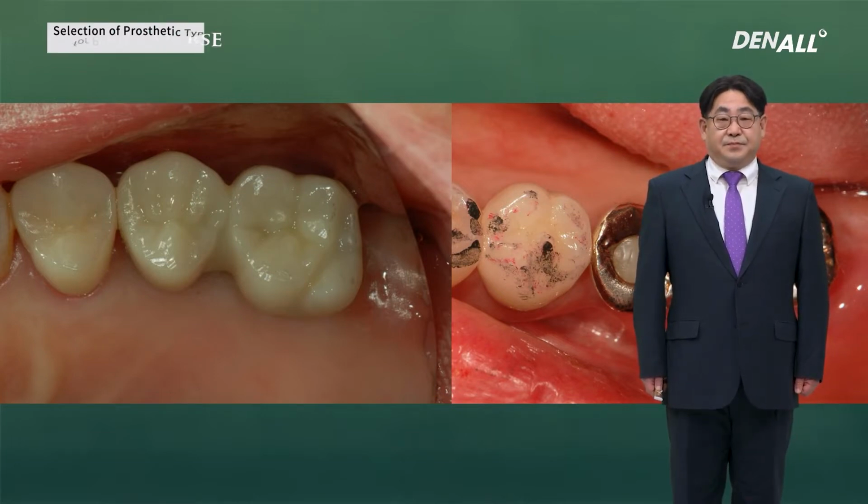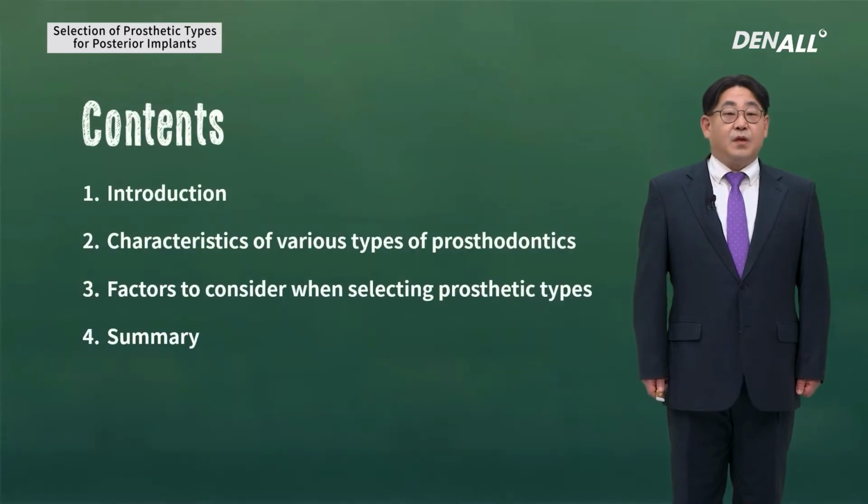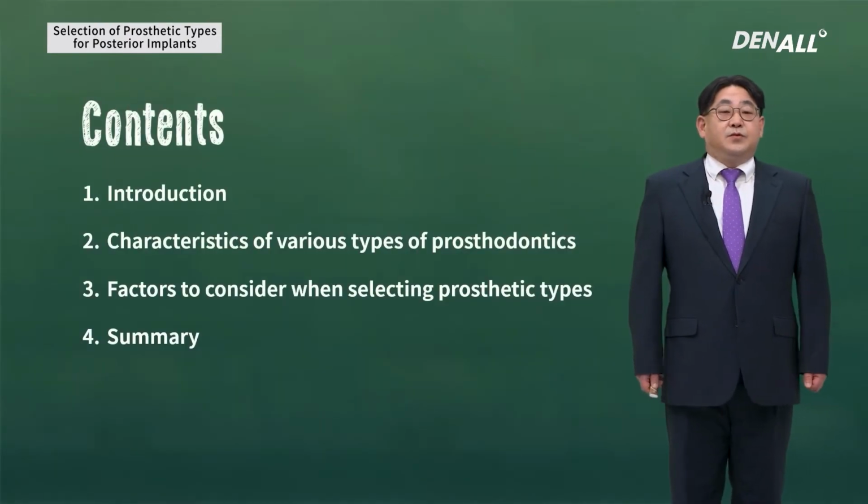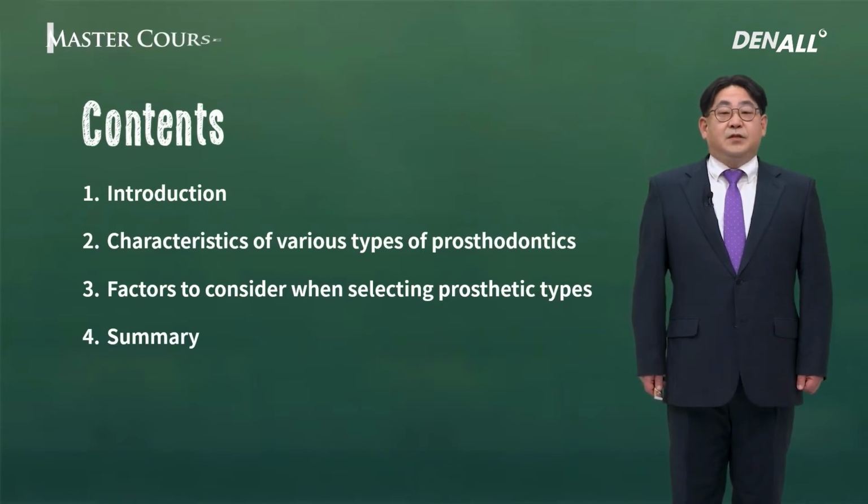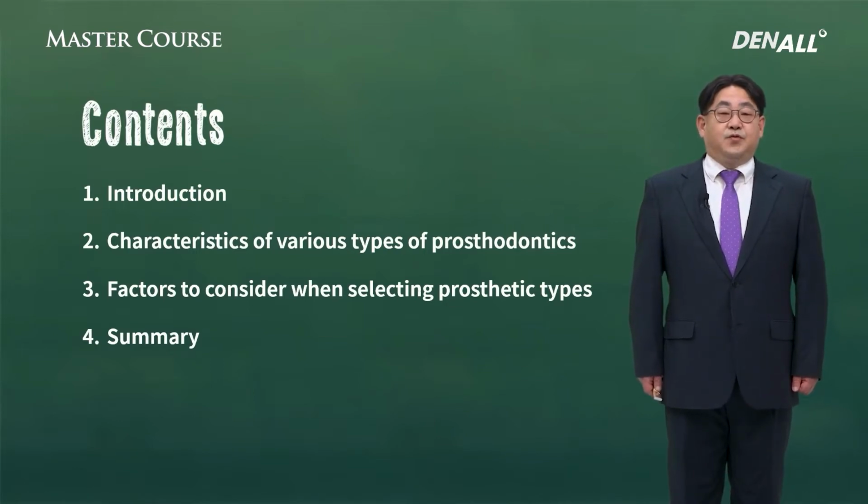Today I'm going to talk about the prosthesis type for posterior implants. This is the contents of today. I'm going to talk about characteristics of various types of prosthesis, and I'm also going to talk about factors to consider when selecting prosthodontic types. After that, I'm going to summarize and end my lecture.